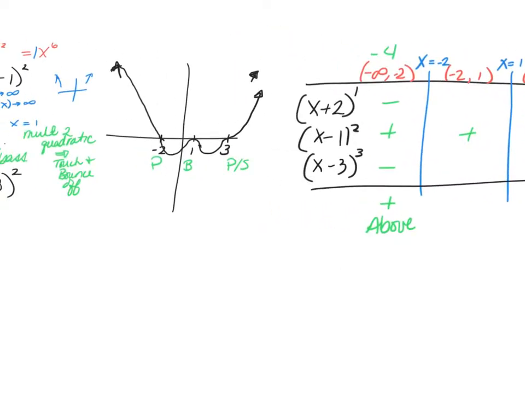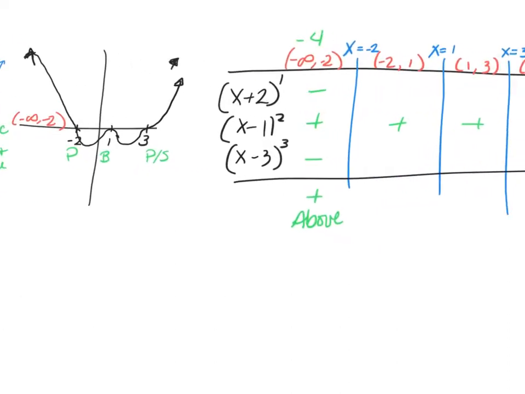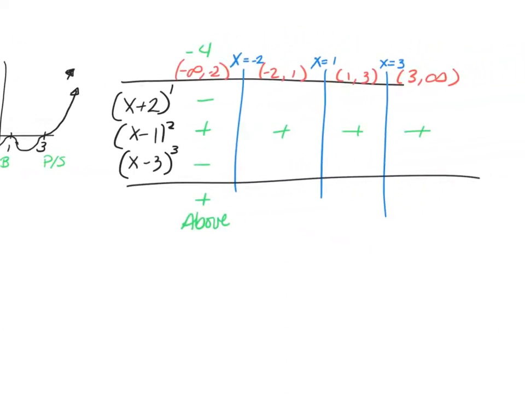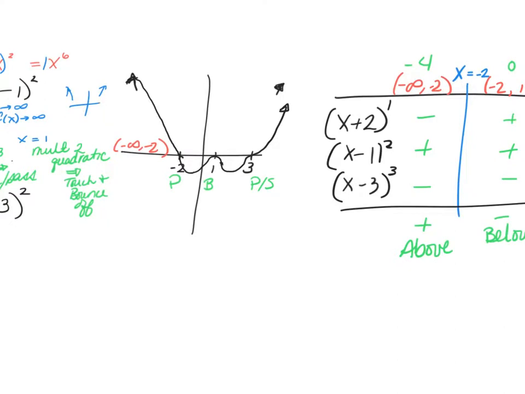Is that region from negative infinity to -2, did I graph that above the x-axis? Yep, okay, so let's do the next one. What do you all want to choose in the next region? 0. Let's choose 0. If I put 0 in my first one, positive or negative? Positive. If I put 0 in my last one, so it is 0 minus 3 cubed, a negative number cubed, is that going to be positive or negative? Negative. So this is going to be above or below? Below. So I look at my graph. In this region, from -2 to 1, am I below the x-axis? Yes. Yep, so that confirms it.